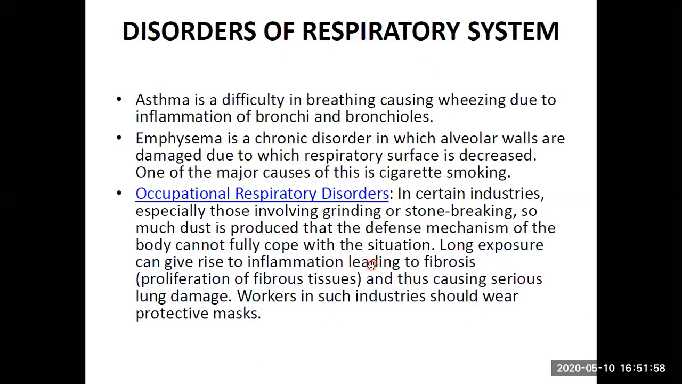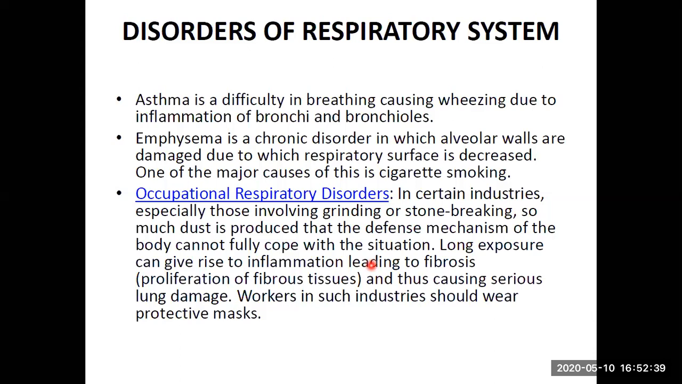Now at last I am coming to the different disorders related to the respiratory system, of which the first is asthma, which is difficulty in breathing, causing wheezing due to inflammation of the bronchi and bronchioles. This is caused by dust, mites, many allergens and pollen grains that can cause irritation in the respiratory tract, trachea, bronchi and bronchioles. So there is excess production of mucus and blockage in the alveoli, so there is a lack of oxygen and exchange of gases.